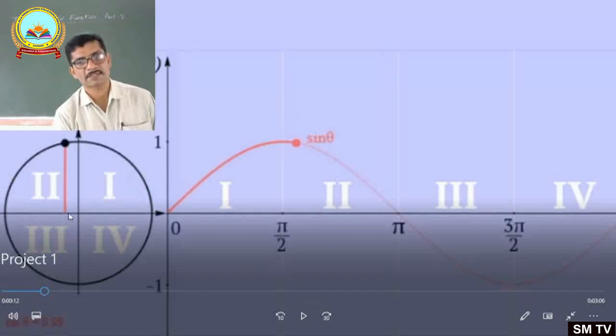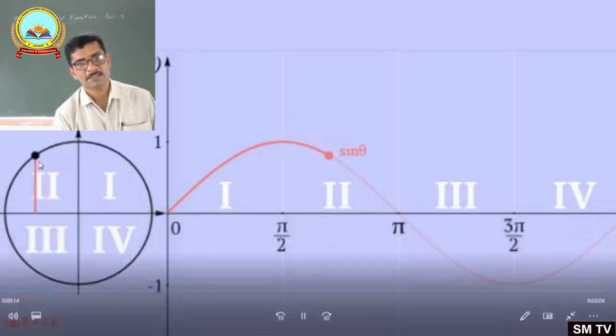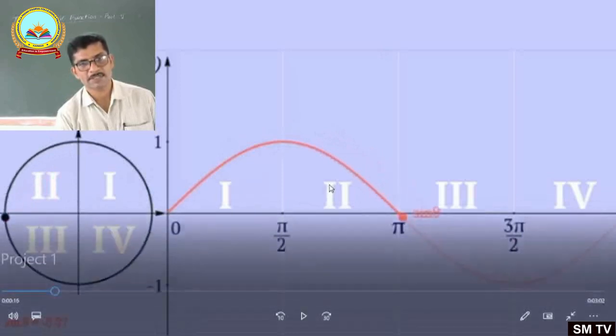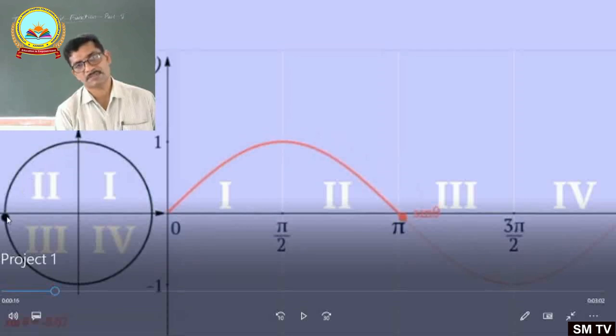The value of y curve is like this. The value of y is decreasing. Is it clear? The curve is decreasing from 1 to 0. Next, in the third quadrant, the values are below the x-axis, the y coordinates are negative. Therefore, the sine values here are negative.